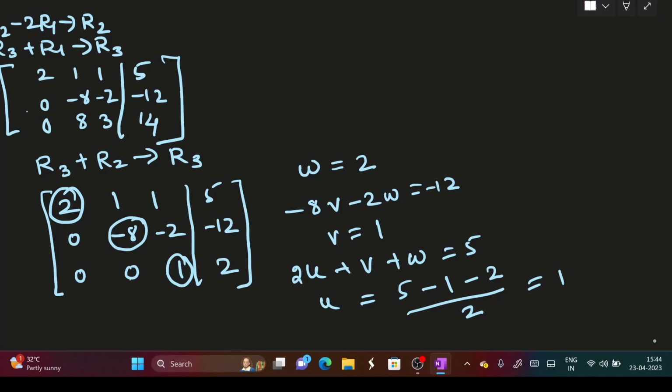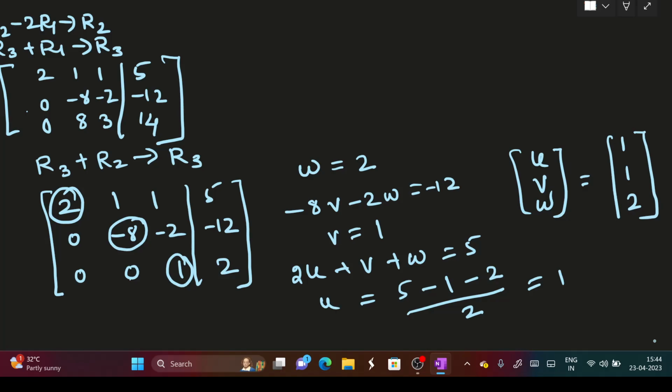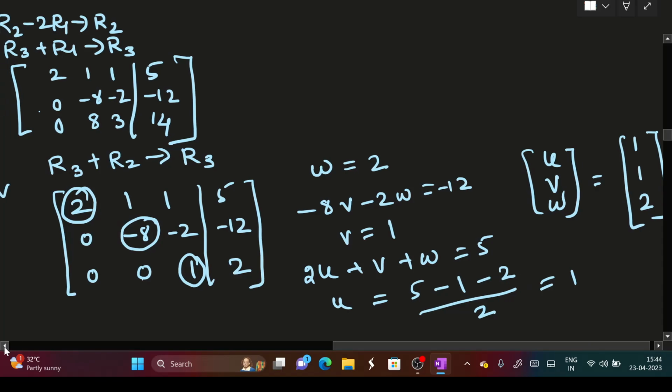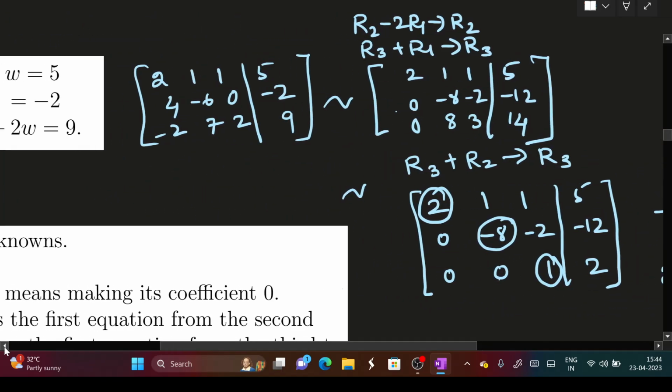So what did I get as my solution? Solution is U, V, W is equal to 1, 1, 2. This is all about the elimination method by Gauss. Let us study it systematically from the Gilbert-Strang book.